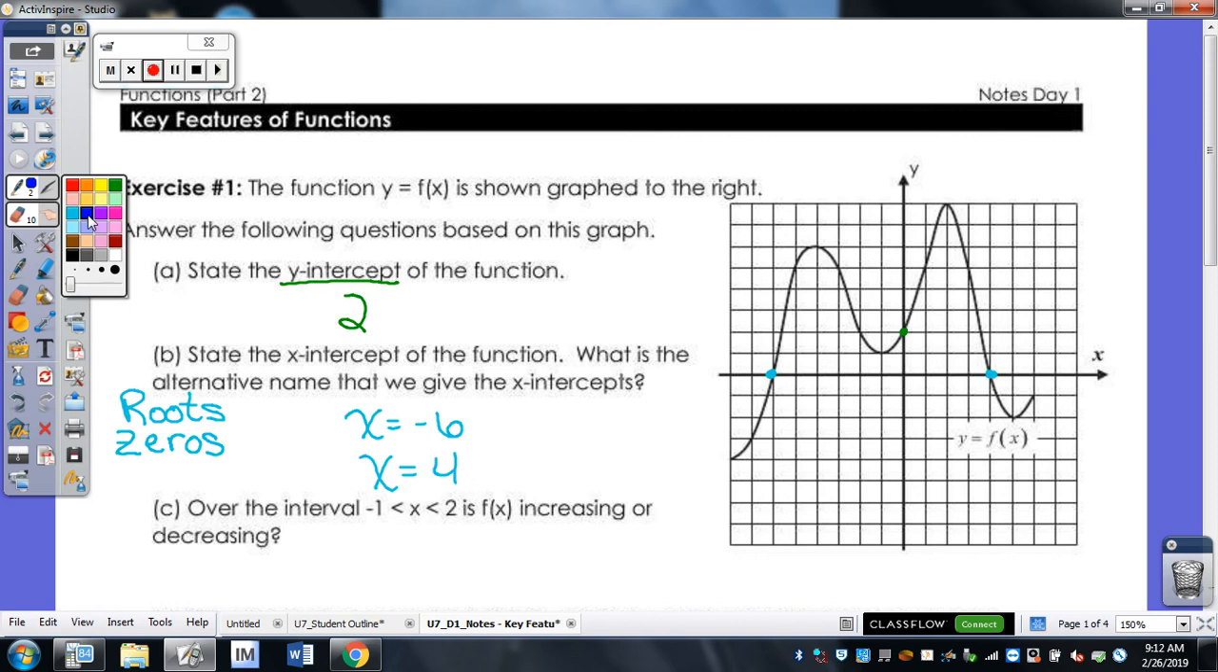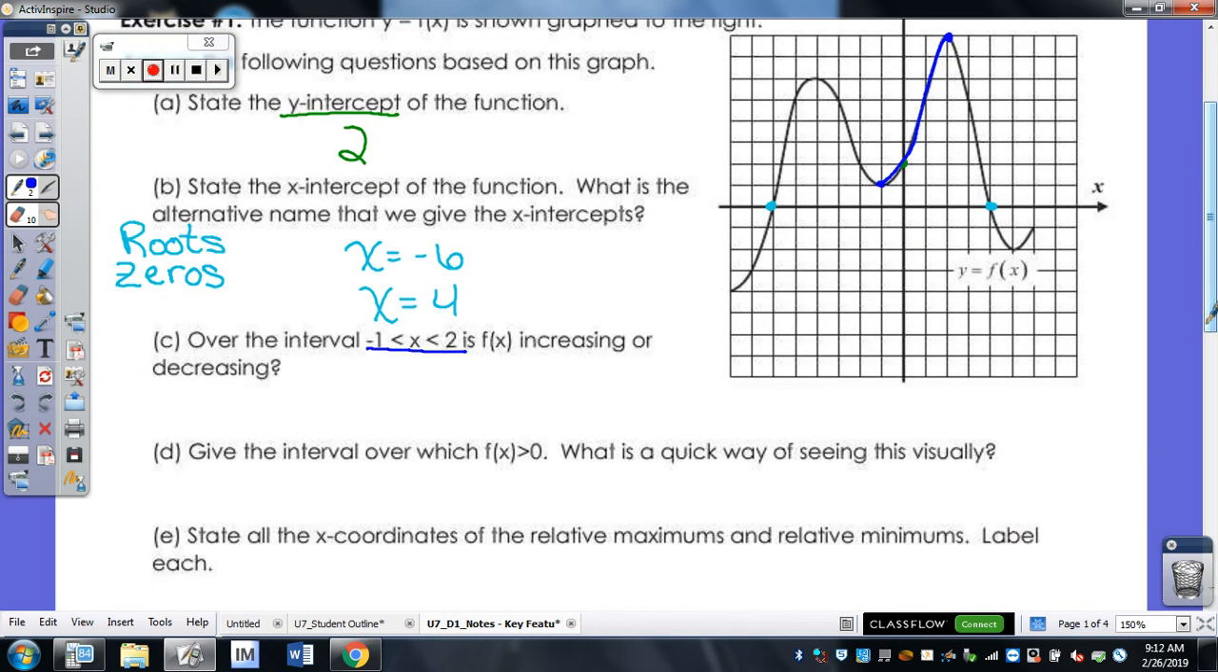So then C, over the interval of negative 1 is less than x is less than 2, is f of x increasing or decreasing? So we're going from negative 1 to positive 2 on our graph. So I'm going to go to where x is negative 1. Here's where my graph is. Here's where x is 2. So if I connect those two, what is our graph doing? It's increasing because it's going up. So our graph is increasing.